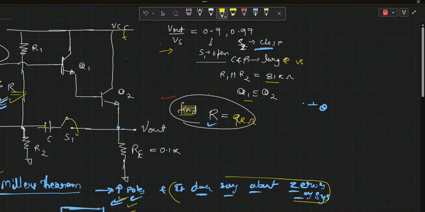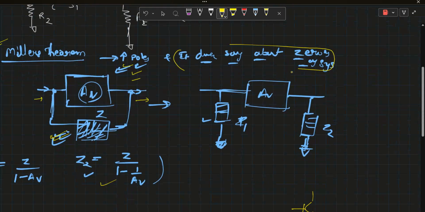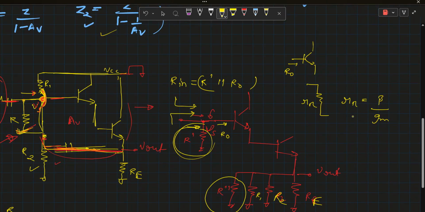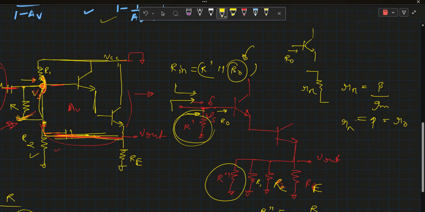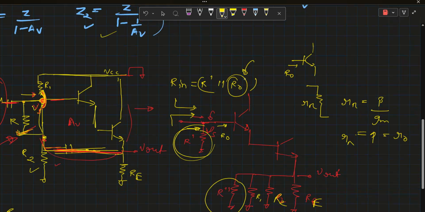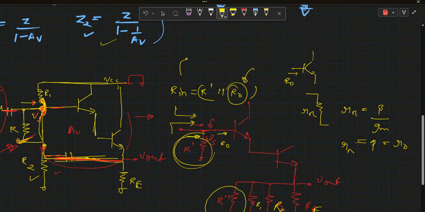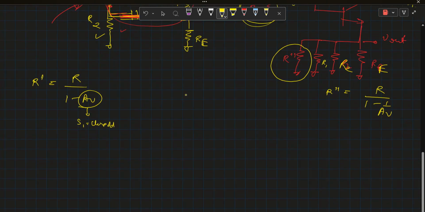The question says that R is very large, so we can say that R pi is also very large. So this R pi is equal to R naught. So this is a very high impedance, so we can ignore this impedance as this is the parallel combination of R dash and R naught. So our Rin is simply R dash. Now we can find out R dash.